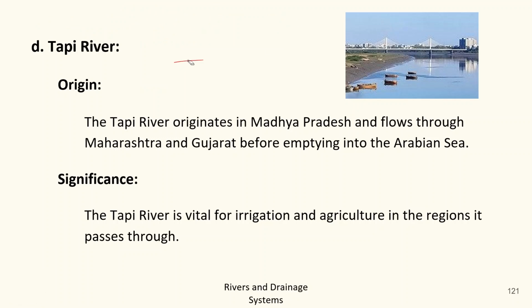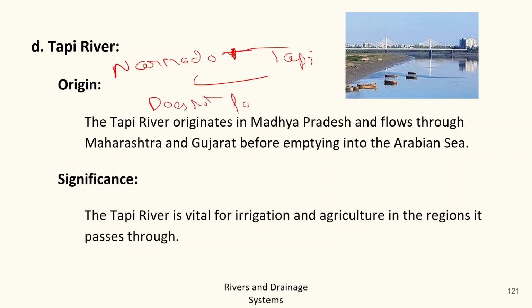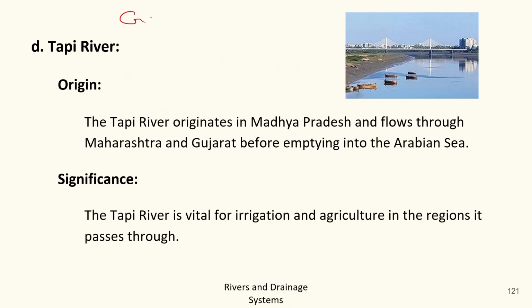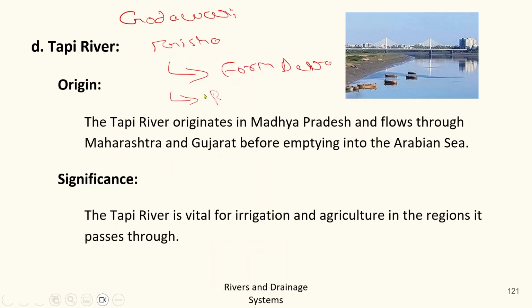Got it? Both the rivers, Narmada plus Tapi, do not form any delta. So remember this point: both the Narmada and Tapi, which flow towards the west, do not form any delta. Got it? And all the other rivers like the Godavari and Krishna form deltas, discharge water into the Bay of Bengal, and flow in the eastern direction.